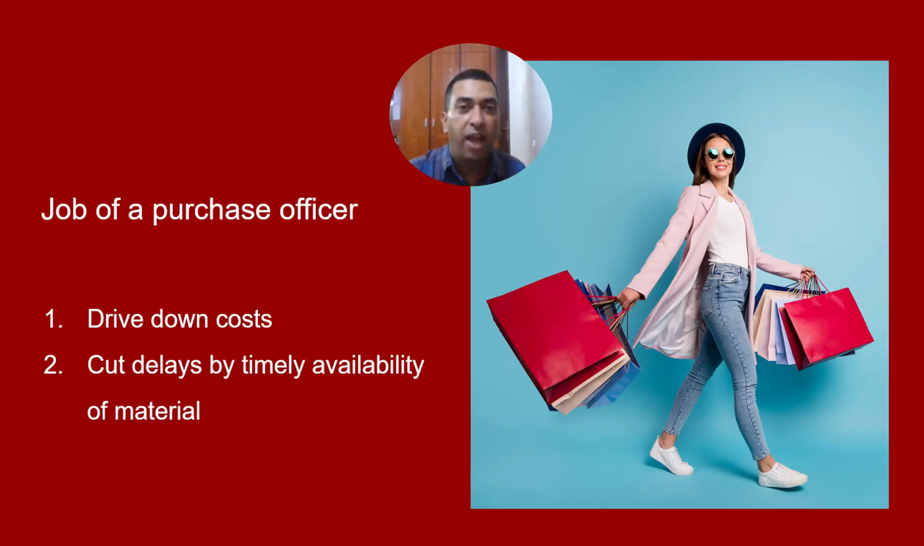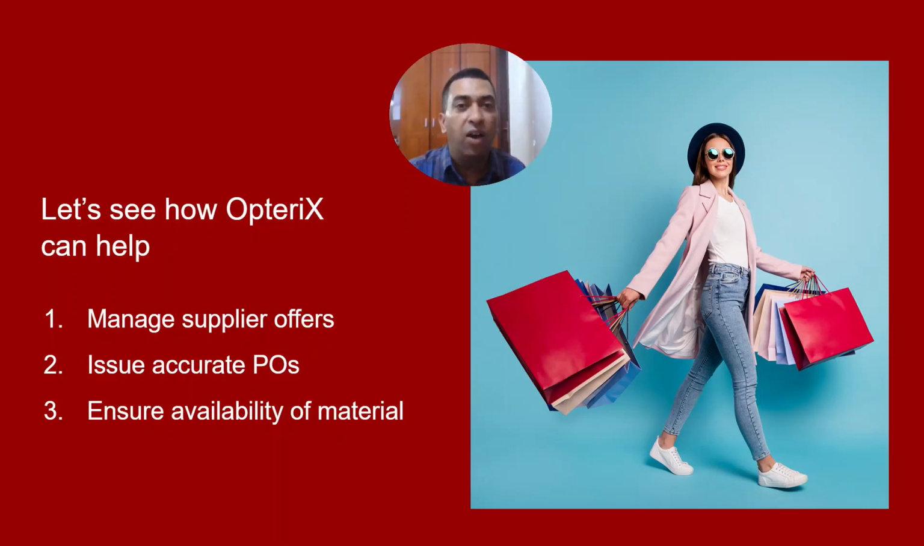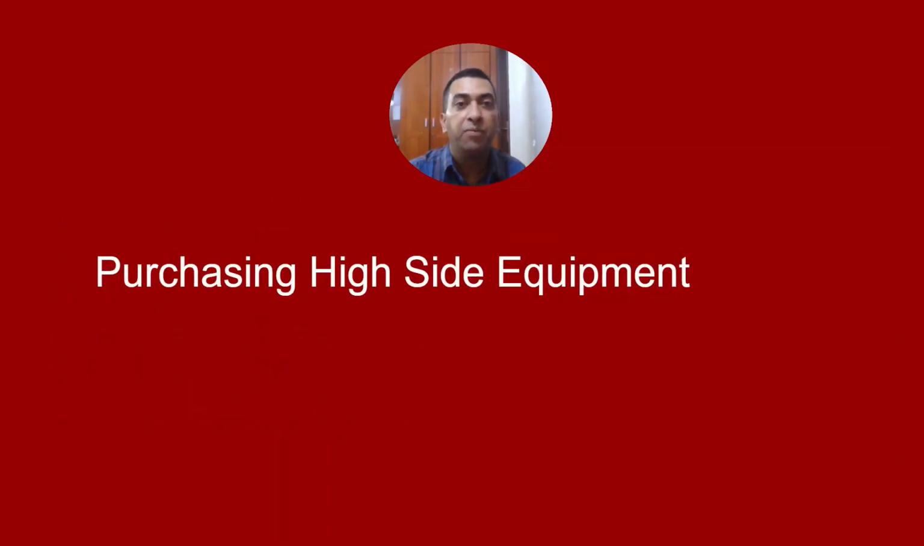What if the task of working with a large number of suppliers, negotiating rates, issuing purchase orders, receiving material, etc., could be made as easy as that? Let's see how OpteriX can conveniently manage supplier offers, issue POs accurately, and ensure availability of material when they are required for your projects. We will start by looking at how purchase orders are made for the high side equipment.